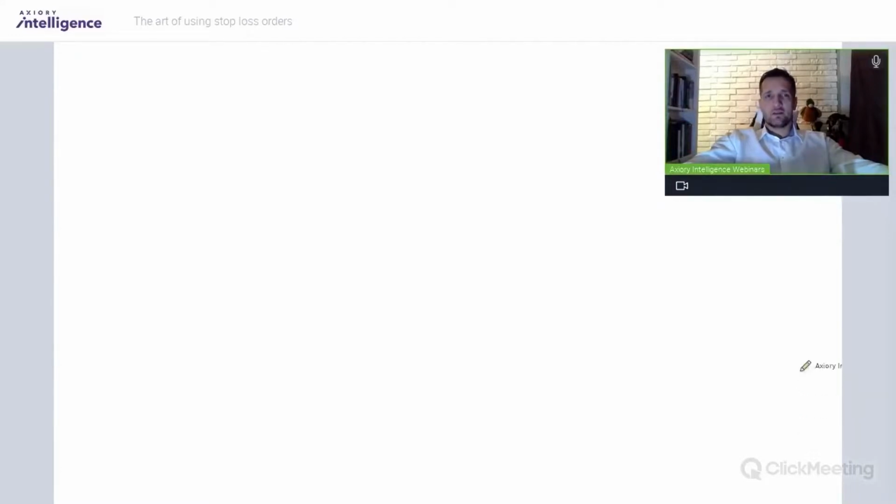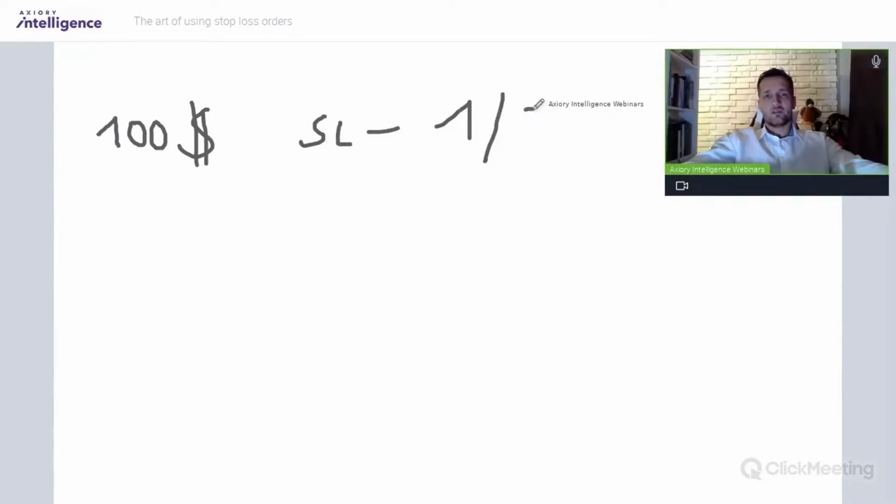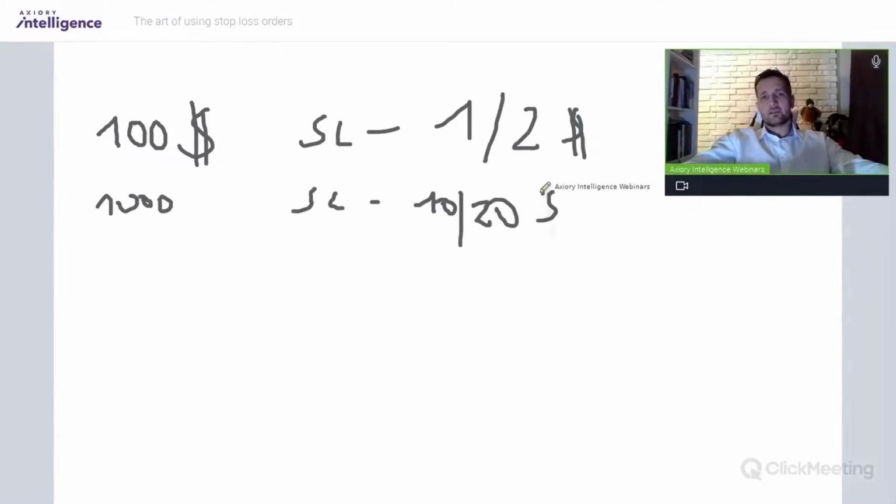So let's say if you have a $100 account, the stop loss should be $1 or $2. In a $1,000 account, the stop loss should be $10 or $20. You see where it is going, right? $10,000, a $100 or $200 stop loss. Okay, but then how to set this stop loss?